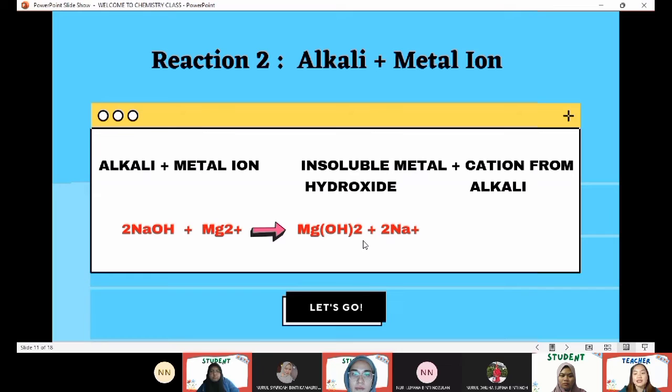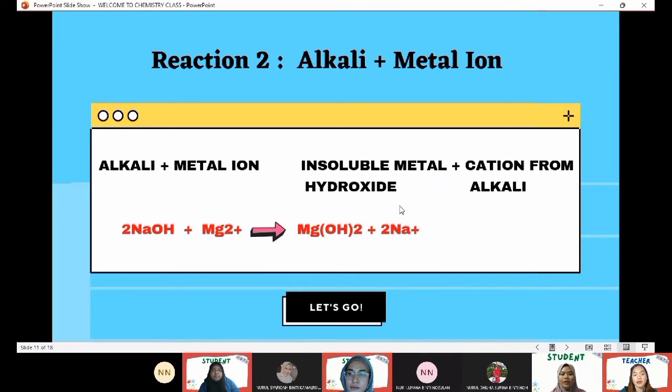Okay, and then the cation from alkali. So the cation from alkali is sodium, right? Yes. Okay, so you put the cation from alkali first, and then the leftover elements in the reactant you just combine to become your insoluble metal hydroxide. Usually if we conduct the experiment, when it says insoluble, that means there exists a precipitate.